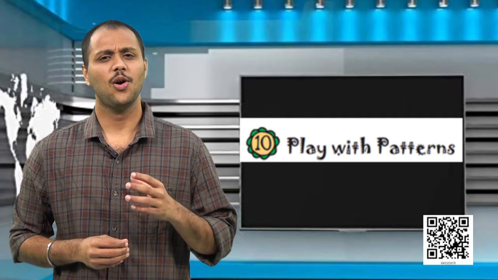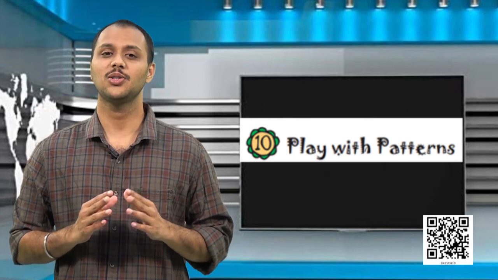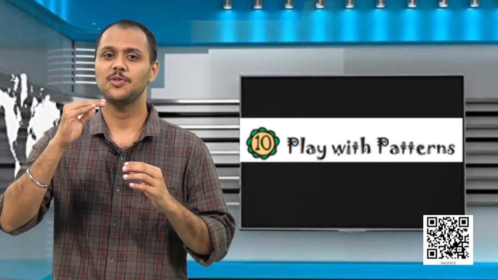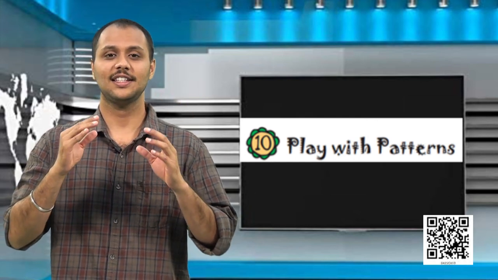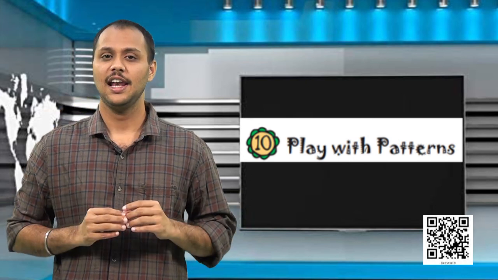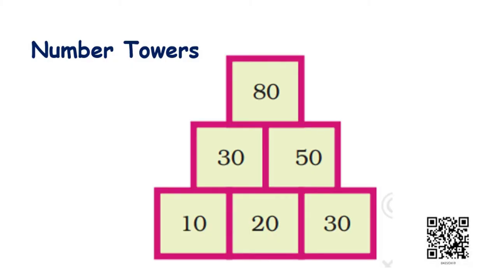Now, is it the only possible way to arrange numbers? No, we can also arrange numbers as number towers, just like the towers which you have seen, the buildings. Just like that, we will arrange numbers as number towers. Let us see a few of them. Observe this number tower carefully and identify the rule used to form this number tower.